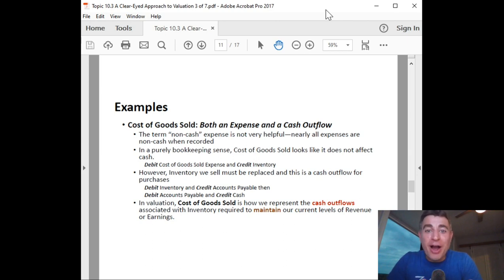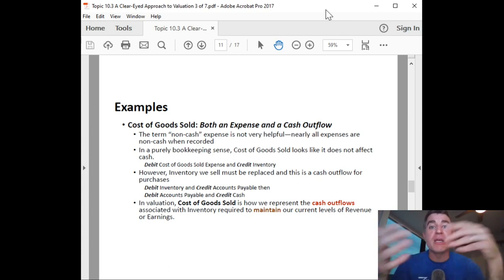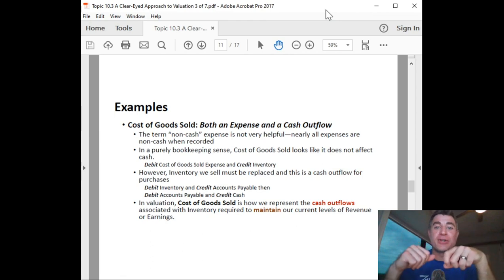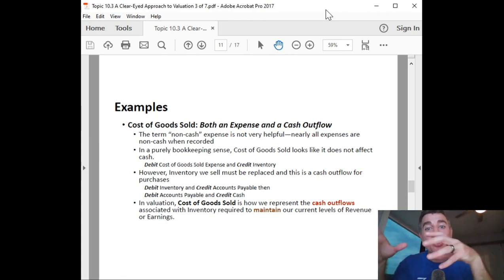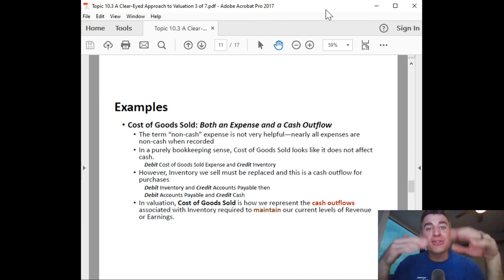And so in valuation, if you think about it, cost of goods sold is how we represent the cash outflows associated with inventory required to maintain our current levels of revenues or earnings. So I want to emphasize this. De-emphasize bookkeeping terminology. People who talk about non-cash, that's just bookkeeping, right? It's a bookkeeping terminology, and it's not useful for those of us who are trying to think about valuation. In valuation, think about how things work over time, right? I have an expense, cost of goods sold. Then I need to do what? Buy more inventory. Then I need to do what with that inventory? Pay for it. So all expenses are naturally going to be representing the cash that's going to be consumed in running my business. And as long as I want to stay in business, I'm going to have to keep spending cash to replace inventory, to have revenue, have earnings, everything else.